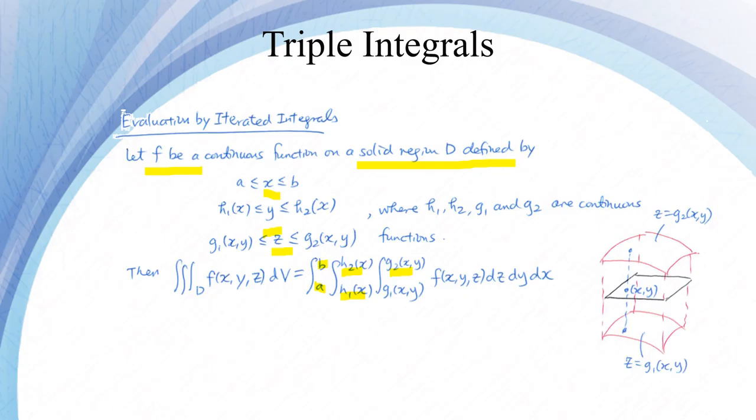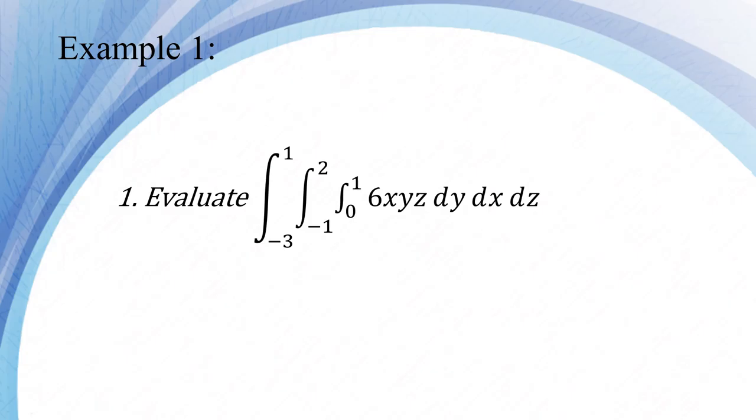So if we can get this expression on the problems, then we can solve it layer by layer, starting from the innermost one to the outermost one. This is a general idea of solving this kind of problems. To warm up, I give example one, which is very simple. We don't need to change the order of integration because this function is 6xyz, and that's very easy to integrate.